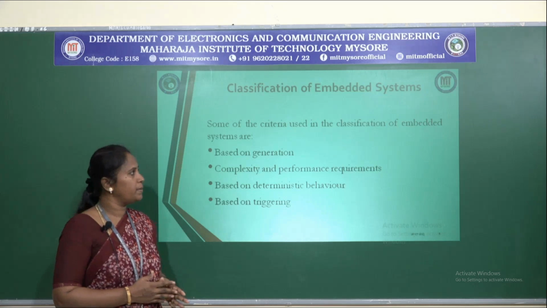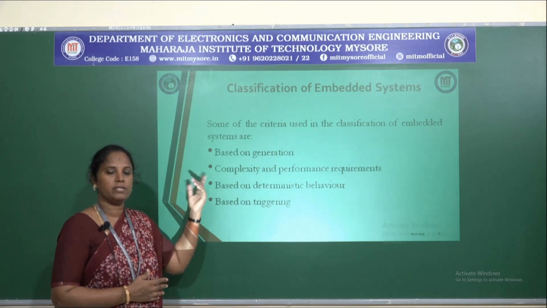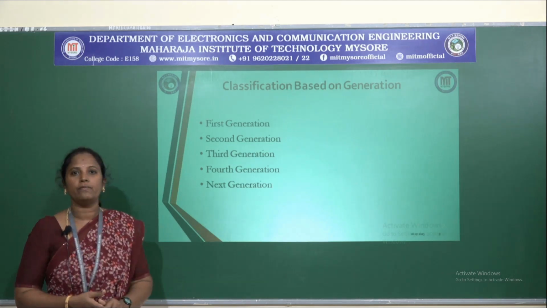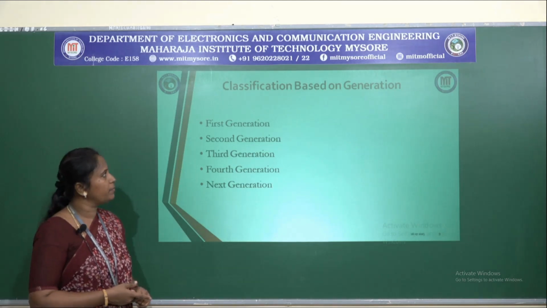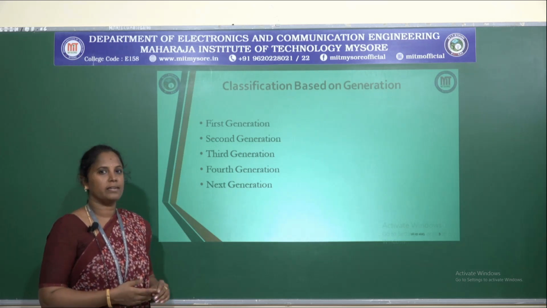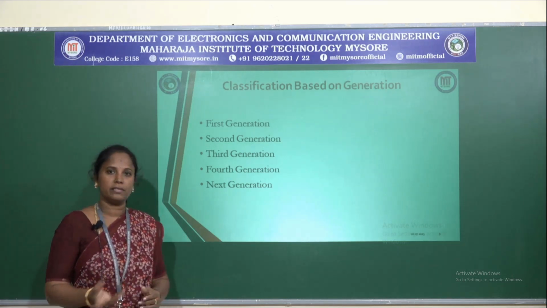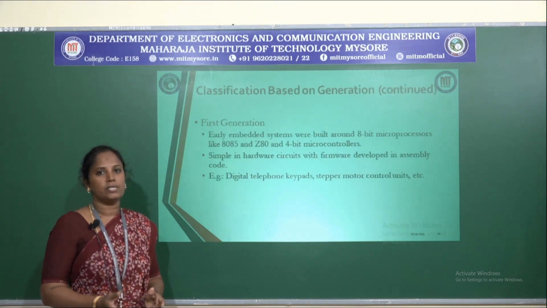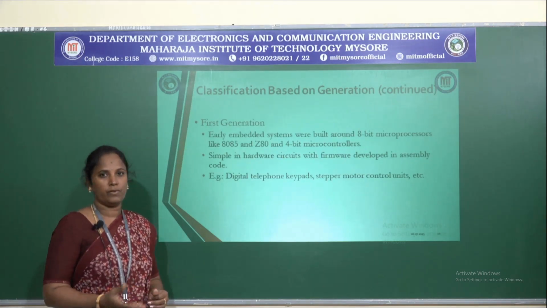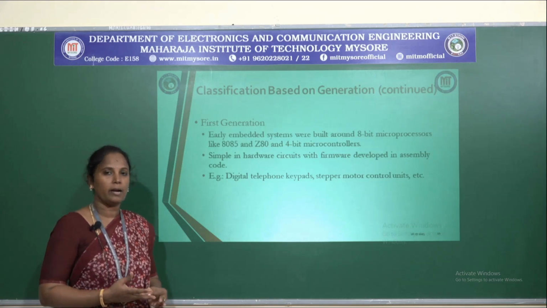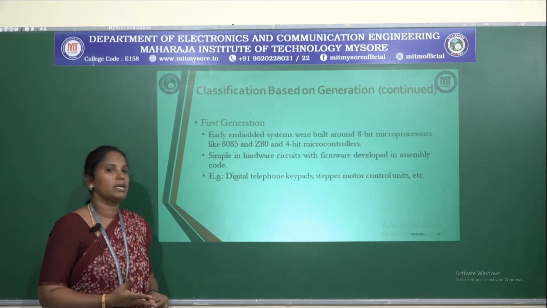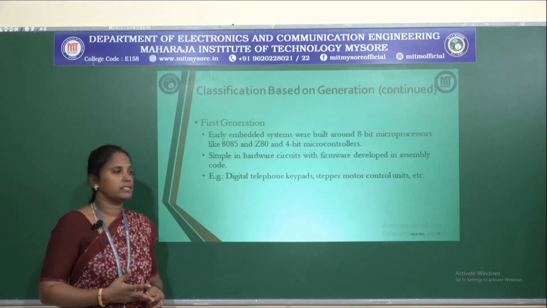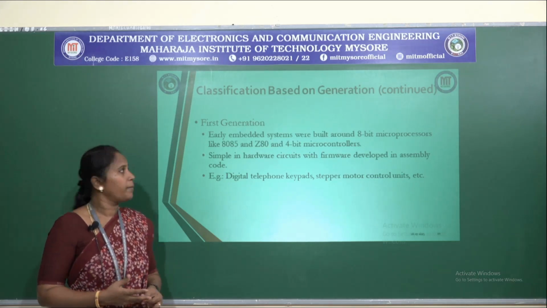So how are these embedded systems classified, first based on the generation. Based on the generation, we have the 4 generations of embedded system, that is first generation, second, third, fourth, as well as the next generation, which is the 5th generation running at present. That is nothing but the 5G technology we are using at present with respect to our smartphones as well as with respect to your internet, Wi-Fi, etc.